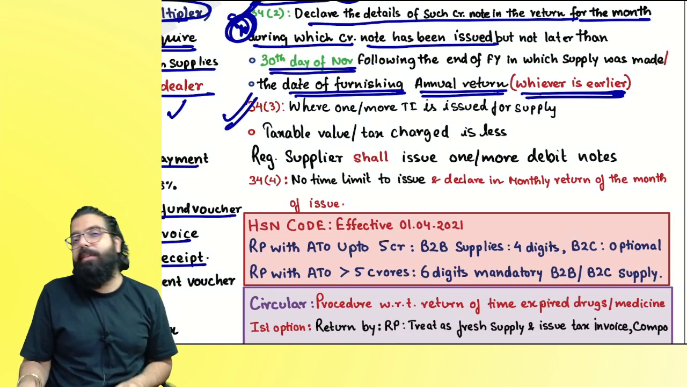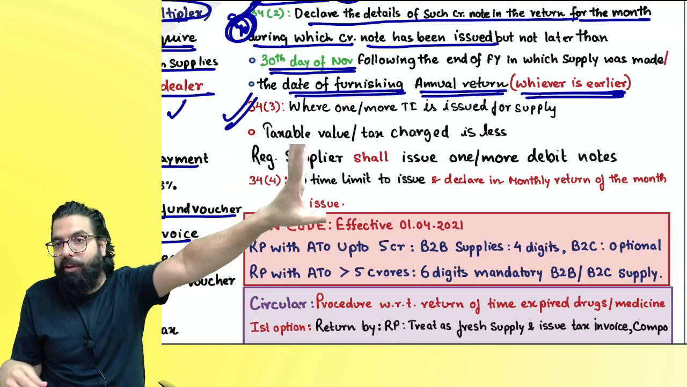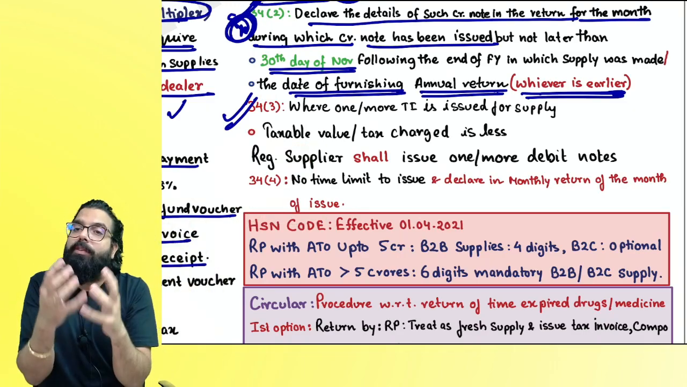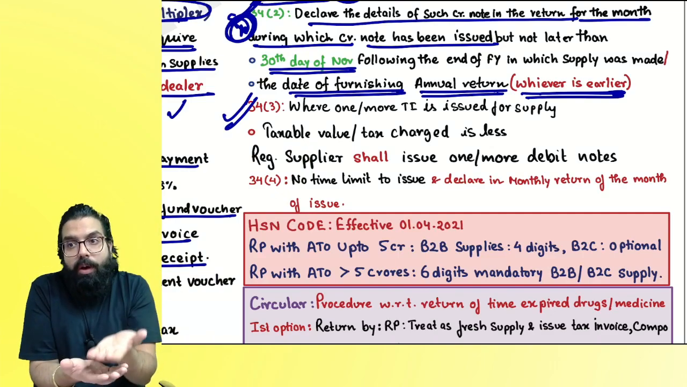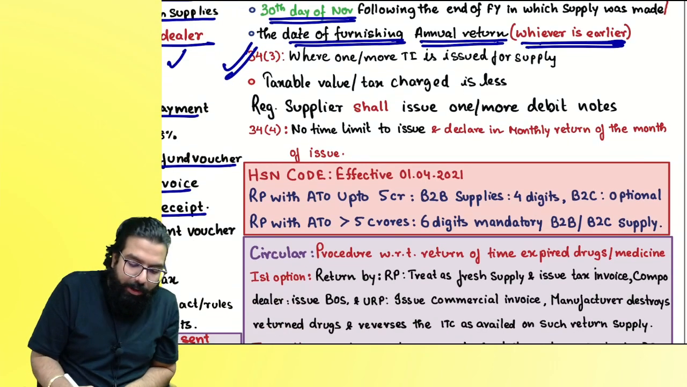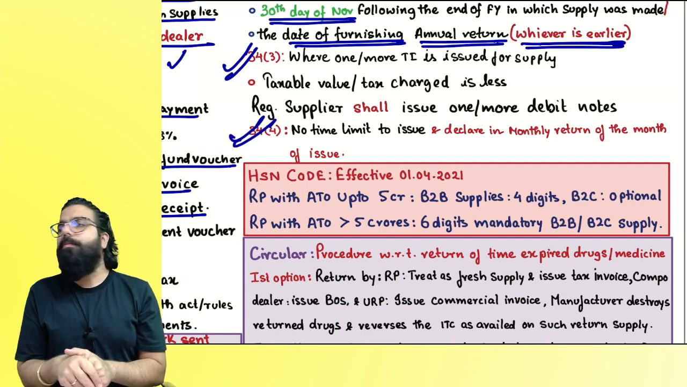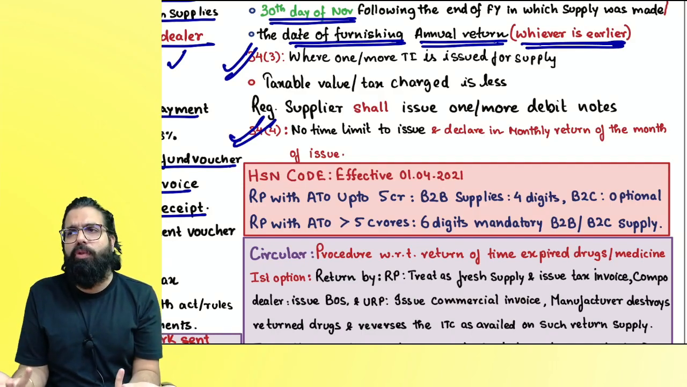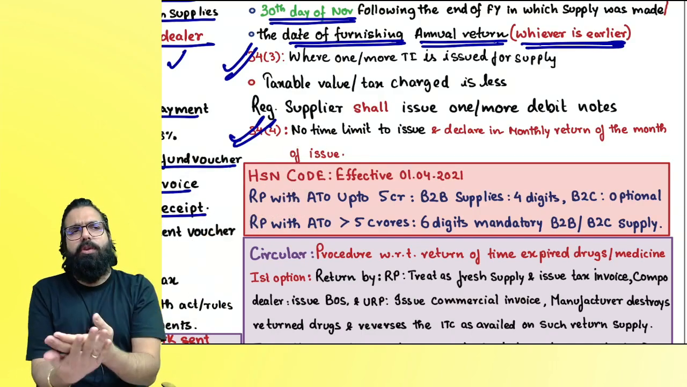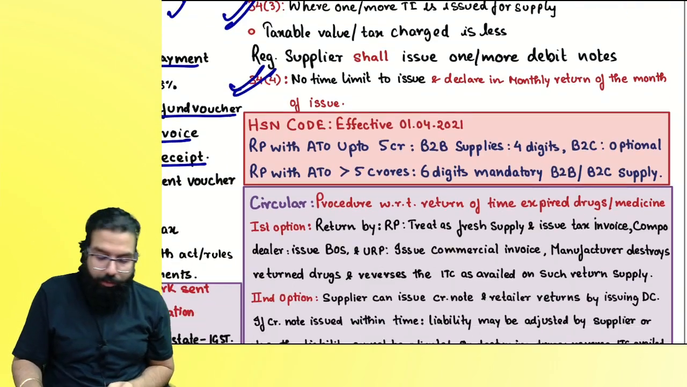Section 34.3 says whenever you are supplying and a tax invoice had been issued, but later you found that the tax or value you charged is less, please issue a debit note. Whenever you issue a debit note, there is no time limit to issue and declare. In the month you issue, when you are filing the return for that month, please show the debit note.